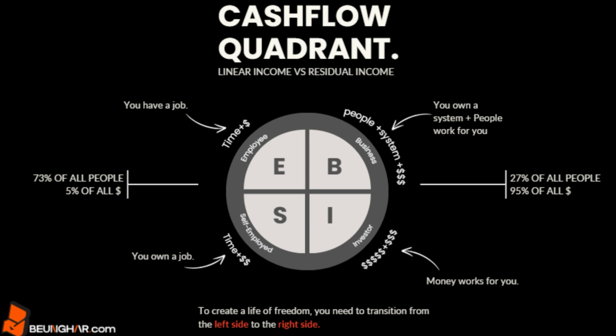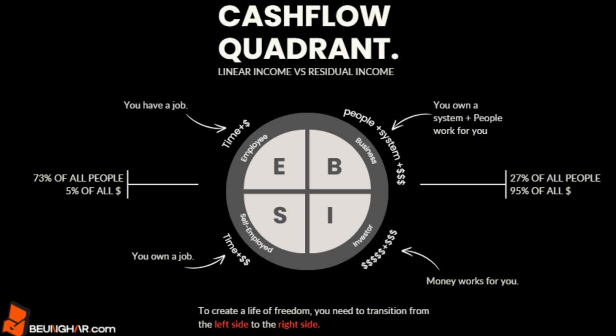Now in the left side, it's interesting because 73% of all people are gathered in the left side, but surprisingly only 5% of money is circulating there. So we need to think, oh, that's interesting. Now let's look at the right side. What is in the right side? The right side is the B quadrant, which is the business owner. Now a business owner owns a system and has a team working for them. And its income is generated when you are not actively involved in daily operations. Why? Because there's a system that works for you and there's people and a team that work for you as well. So it's scalable and less dependent on your time.